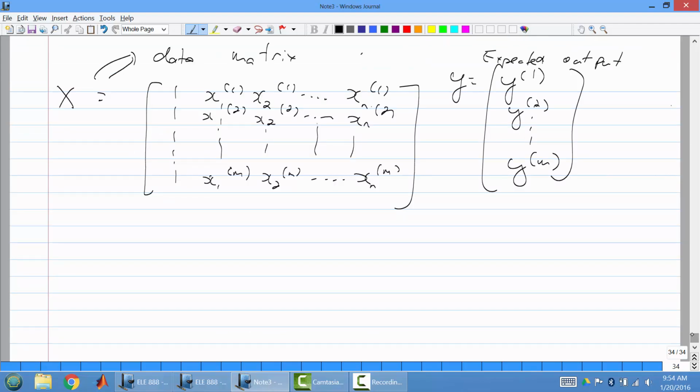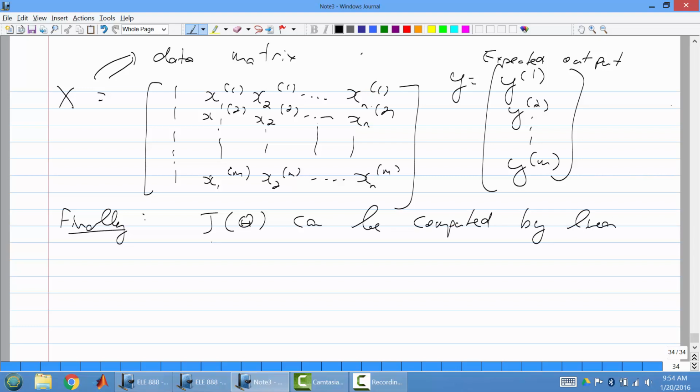Okay. So then finally, you can also compute the cost function using a matrix vector multiplication if you wish. So if you actually do this, it can be computed by linear algebra. I won't prove it, but I'll show you. So it's basically just this.